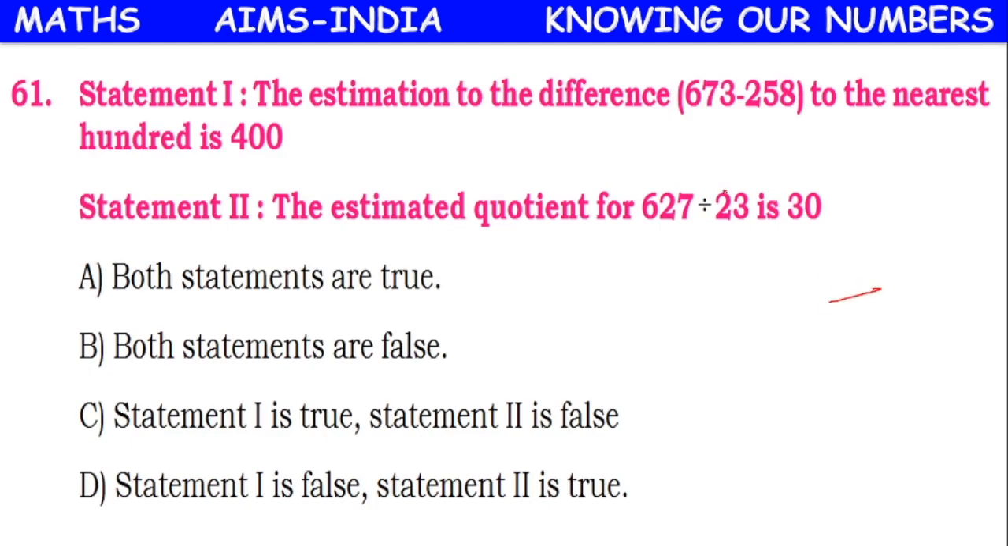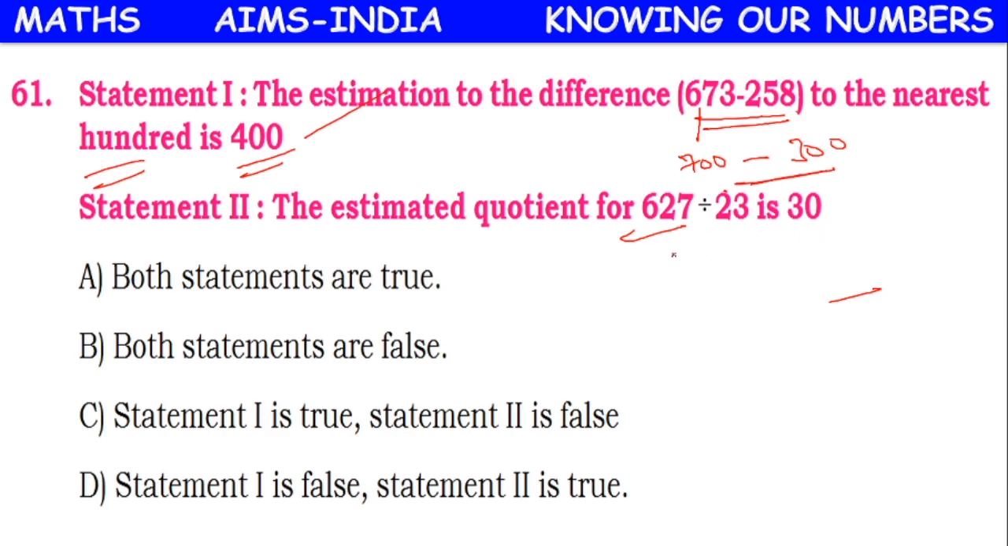So the estimation of difference to nearest 100 is 400. 673, nearest 100, 700. 258, nearest 100, 300. Difference 400. Correct. Estimated quotient for 627 divided by 23 is 30.